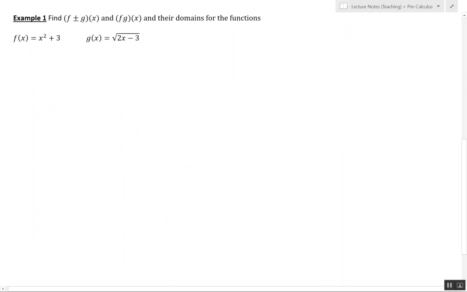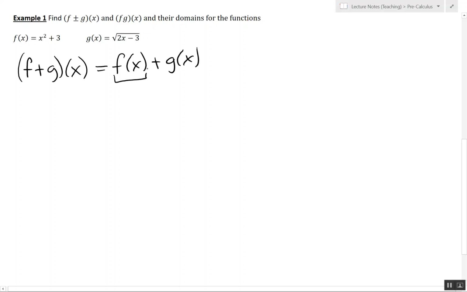So let's start off with the plus. We have f plus g of x. Now this is just shorthand notation for f of x plus g of x. And so we look at what f of x is. It's just x squared plus 3. So we write that in. G of x, well, that's just this function here. So we write it in, plus the square root of 2x plus 3. And there's no simplification that can be done here, so we just leave it as that.